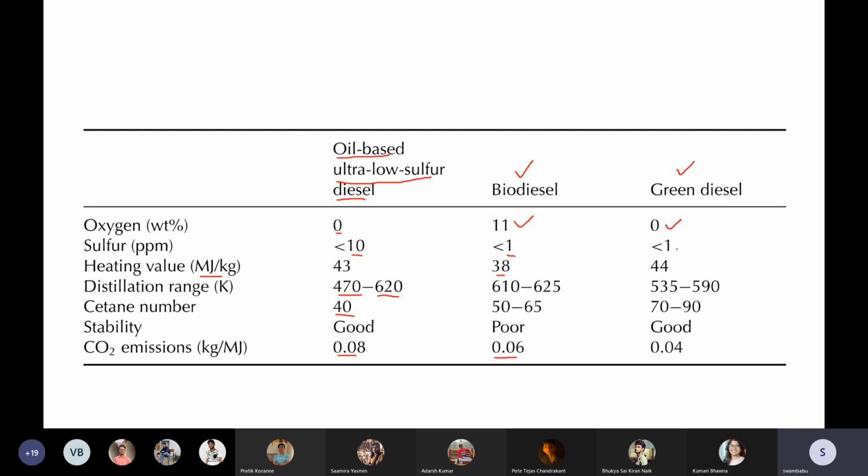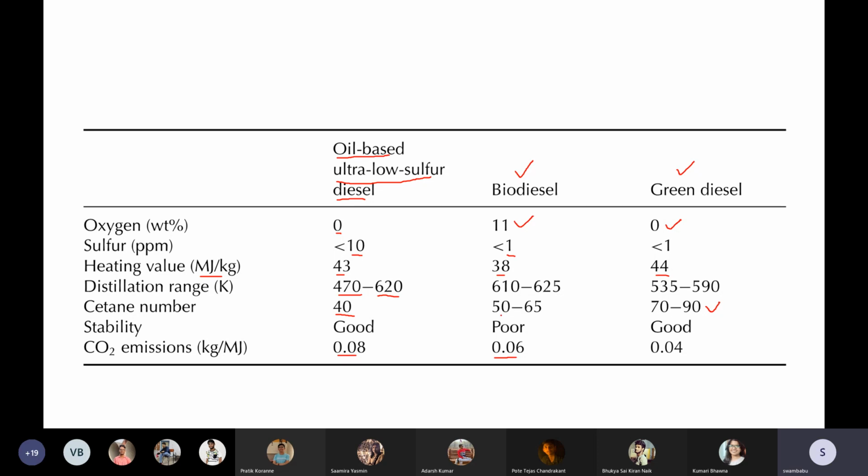So oxygen is zero and sulfur is very low and heating value is slightly better. We can say same. The distillation range is slightly higher, that means longer chain hydrocarbons are there. The cetane number is higher, that means higher the cetane number, better the performance of a diesel. The performance of a diesel is expressed in terms of cetane number. Higher the cetane number, better the diesel is.